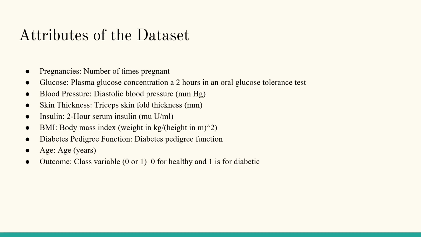The next one is the outcome, which is 0 or 1. 0 indicates the patient is healthy, 1 indicates that the patient is diabetic. So this is the target variable that we need to predict.